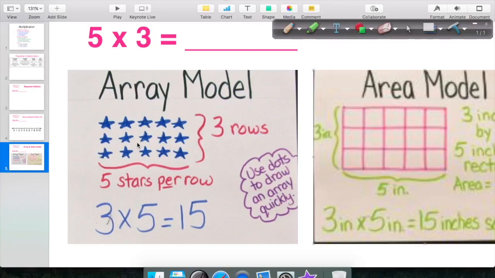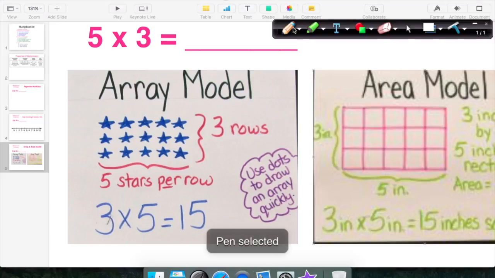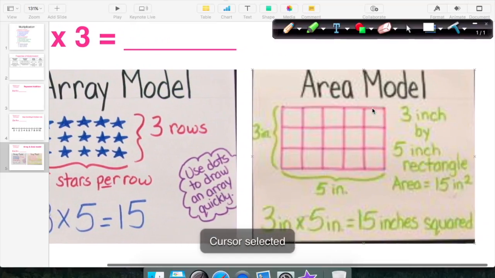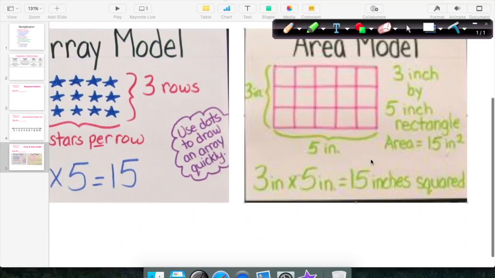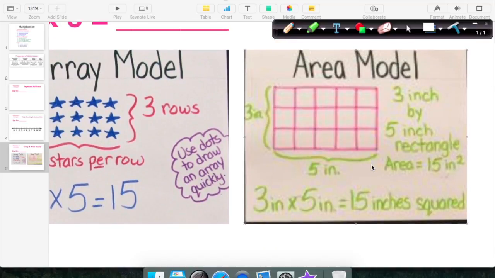But when you are in, of course, grade 5, you should know how to multiply it directly. You can do 3 times 5 is 15, or 5 times 3 is 15. It's the same idea with the area model. It's just that instead of using objects like stars or apples, you can simply use squares. So they're basically the same kind of model.